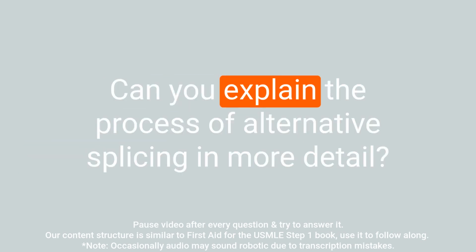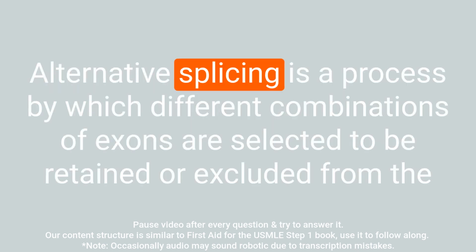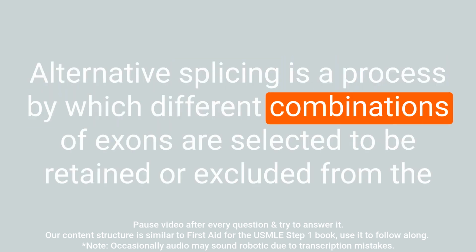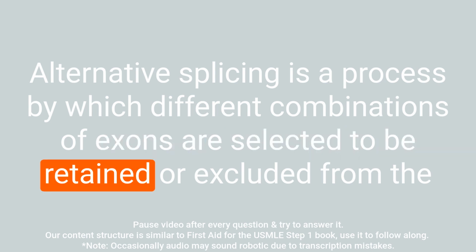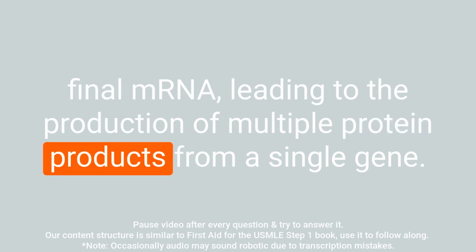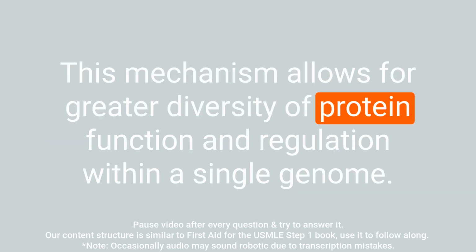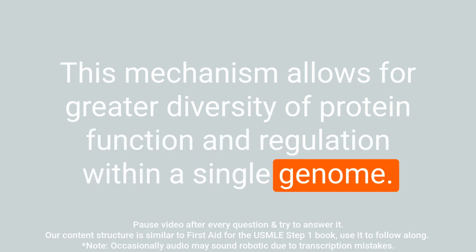Question: Can you explain the process of alternative splicing in more detail? Answer: Alternative splicing is a process by which different combinations of exons are selected to be retained or excluded from the final hnRNA, leading to the production of multiple protein products from a single gene. This mechanism allows for greater diversity of protein function and regulation within a single genome.